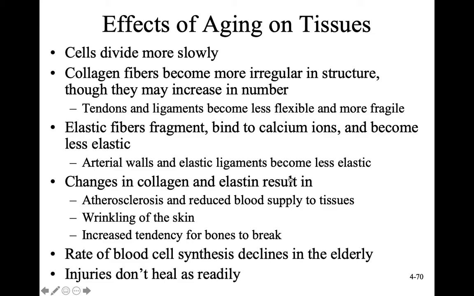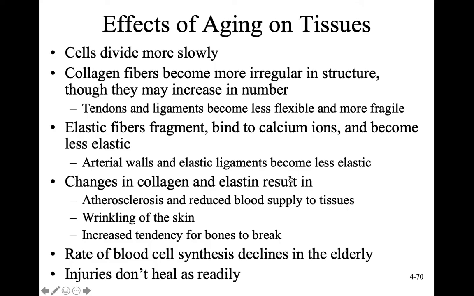Now, we're always aging, but we have a lot of effects on tissues. One of the biggest things is that our cells divide more slowly. This means that our cells, if injured, will have a harder time recovering. So if we are in our 60s or 70s and we cut our skin, it takes longer for that healing to occur than if we are 18 years old.